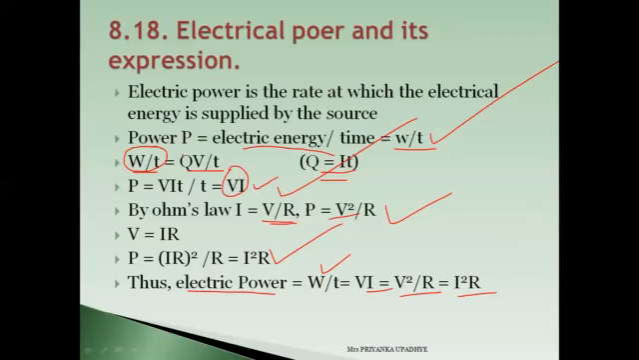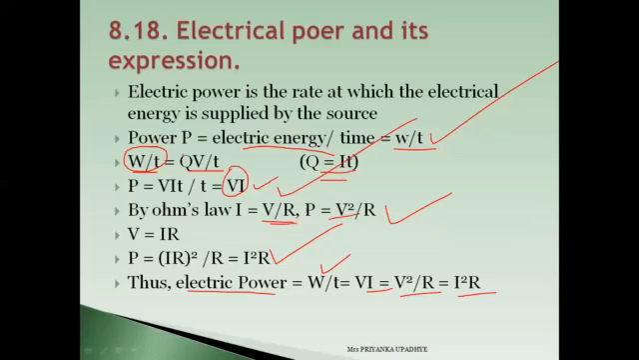So what is the unit of this electric power? The unit of electric power is watt. The SI unit of potential difference is volt, and that of current is ampere. So the SI unit of electric power is volt into ampere, that is nothing but watt, or you can say joule per second. 1 watt is the electric power.